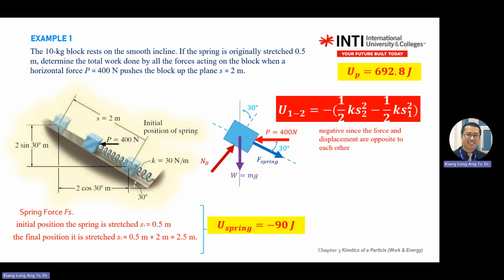So you have the spring, and the value of the work done by the spring will be negative because the force and the displacement are opposite from each other. The spring force is pulling out from the body, but the distance traveled is going up. So the work done by the spring will be negative. So at the end, you substitute the value, you'll get minus 90 joule or Newton meter.